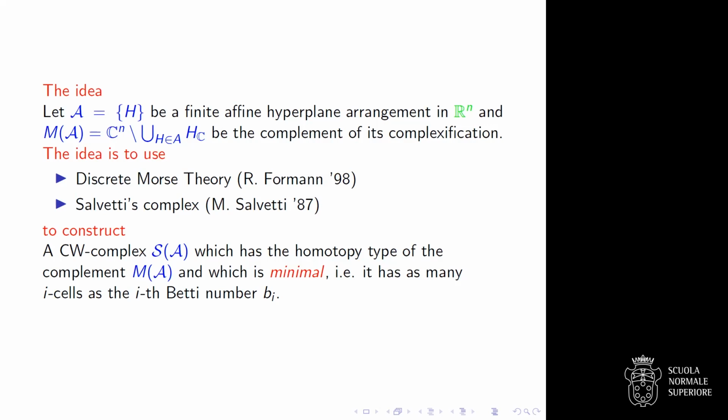And the idea was, okay, let's use discrete Morse theory and see if we can obtain the minimal version of this complex. Minimal means that the CW complex we obtain has a minimal number of cells, that is, as many cells as the Betti numbers. I mean, this is the most we can, of course, do when we consider a CW complex.